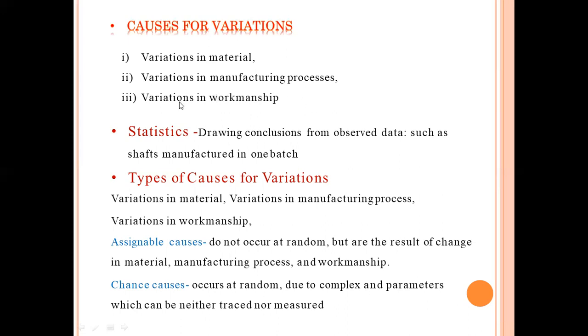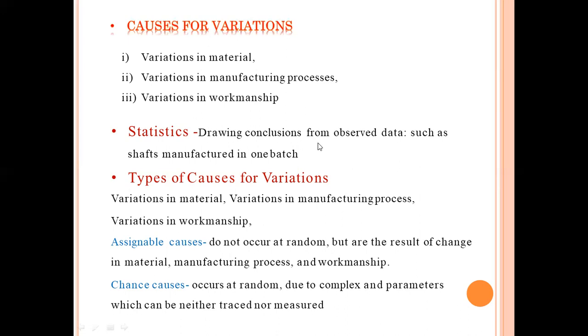Then the third one is a variation in workmanship. It is called human error, or due to a change of operator, there will be a variation in the data. That will be a variation in workmanship. So these are the three main causes of variation.